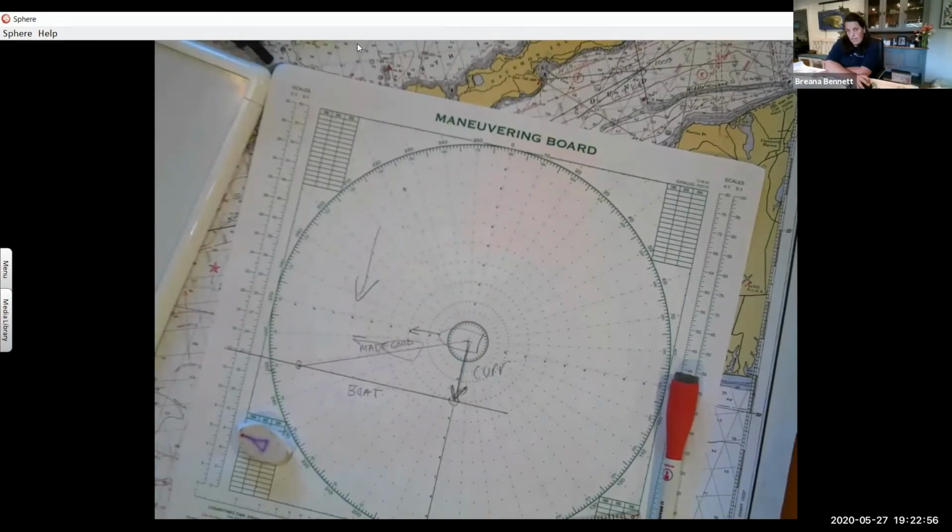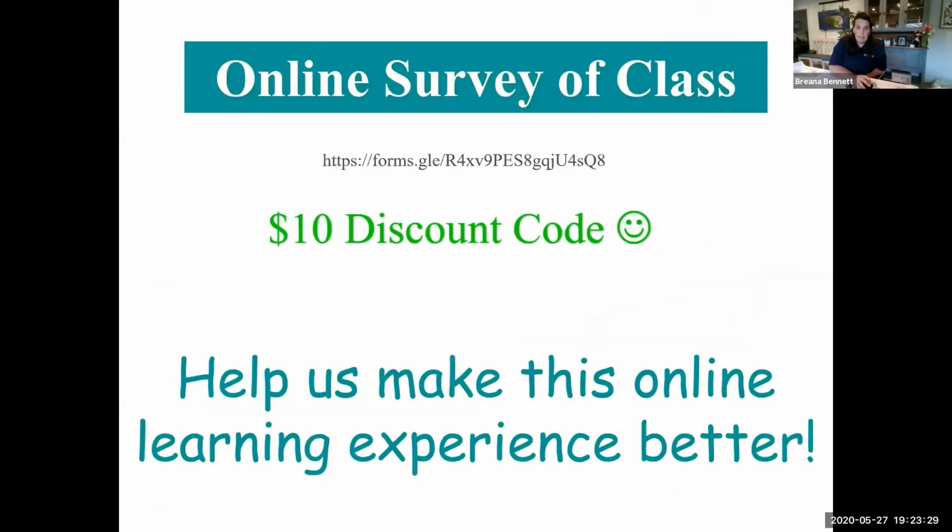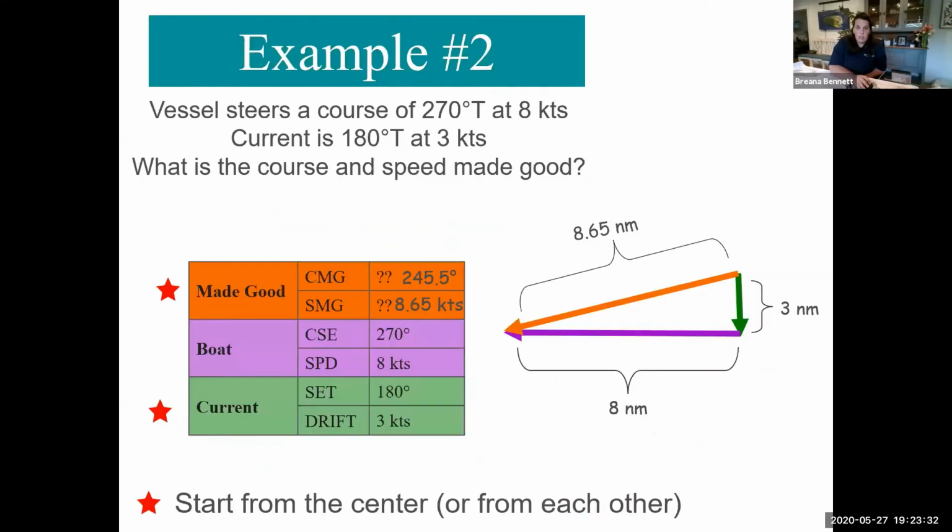Okay, let's go back to the graph. So we had our 3 nautical miles for our current, our 8 for our boat. What's actually happening, we are going a little bit faster. And we have 245, so I was off a little bit. 245 at 8.65. Okay, so those are my examples for the PowerPoint.